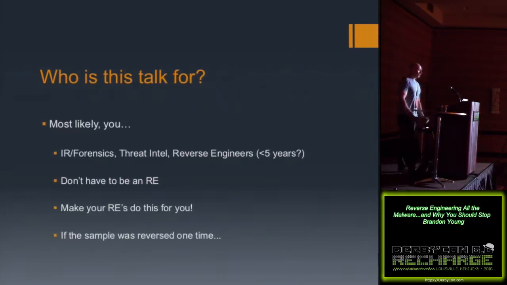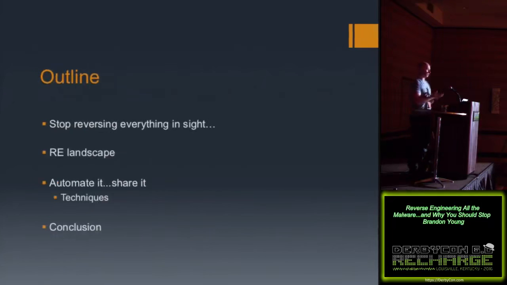So, general overview. Like I said, stop reversing everything in sight. We really don't need to do it. I'm going to go over the current and past RE landscape, a little bit of what we used to do, what we're starting to do, and why we're doing that. A couple of automation techniques that I like to use. I'll do some demos and give you a couple of ideas maybe that you can use, and general conclusion.